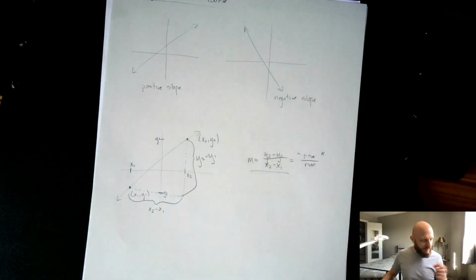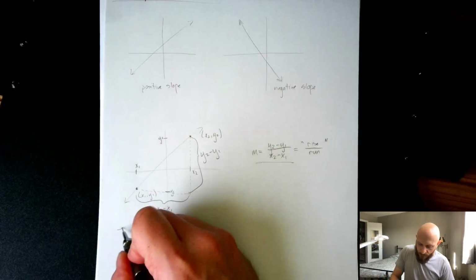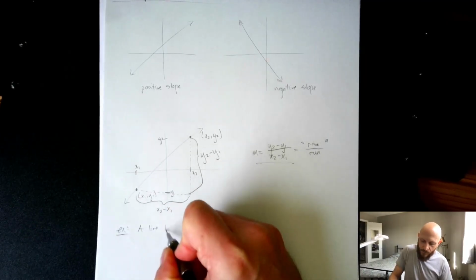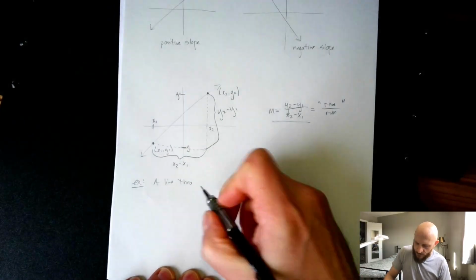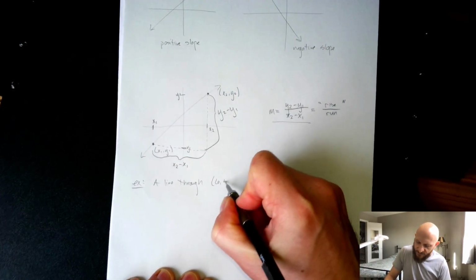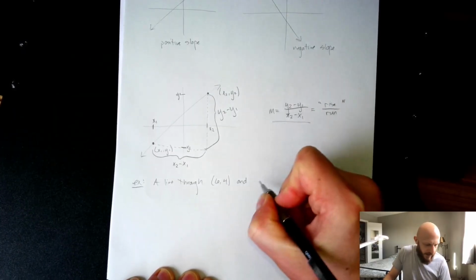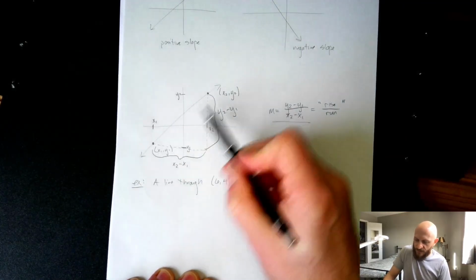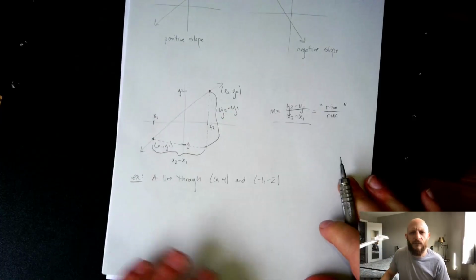So suppose, just as an example, a line goes through the points, what does it go through? I have 6, 4, and -1, -2, which somewhat corresponds to these 2 points, actually. That's just a coincidence.